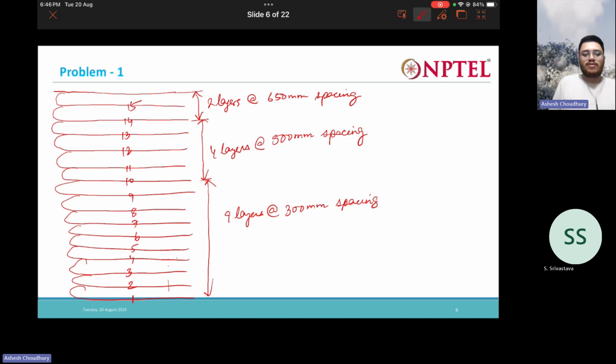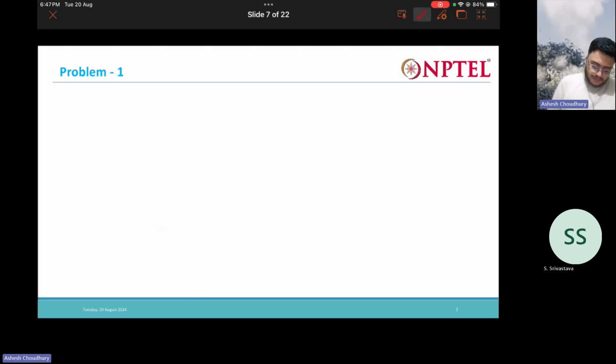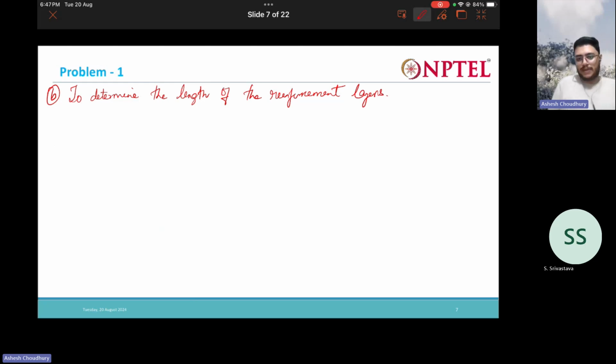We have already satisfied the first criteria, that is the rupture criteria. Now, second is to determine the length of the reinforcement, and this length is actually going to satisfy the pull out criteria. Let us do that. So this is the second part: determine the length of the reinforcement layers.